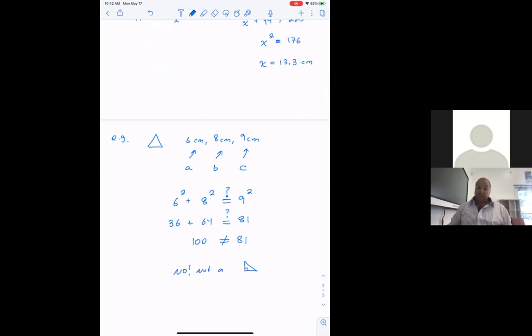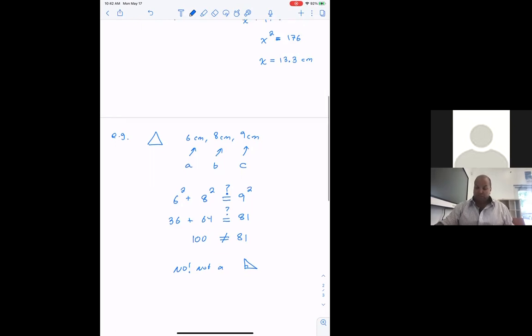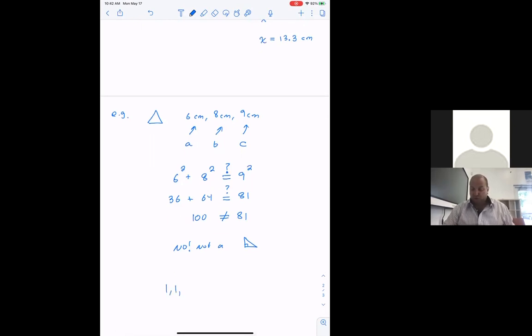Is it a valid triangle? Sure. 6, 8, 9, that is a perfectly valid structure, right? I can't have a triangle of sides 1, 1, and 100. So not every three sides automatically makes a triangle.